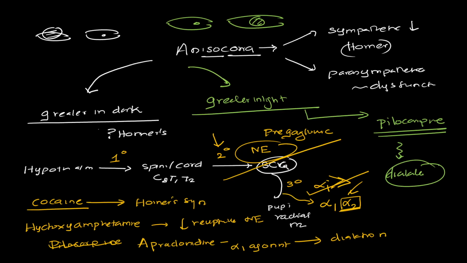So pilocarpine is the agent that is used here. What would happen is that it will reduce the functioning of the parasympathetic pathway and thereby cause some sort of a reduction in the anisocoria. So this is what happens. This is what you should know when it comes to anisocoria.